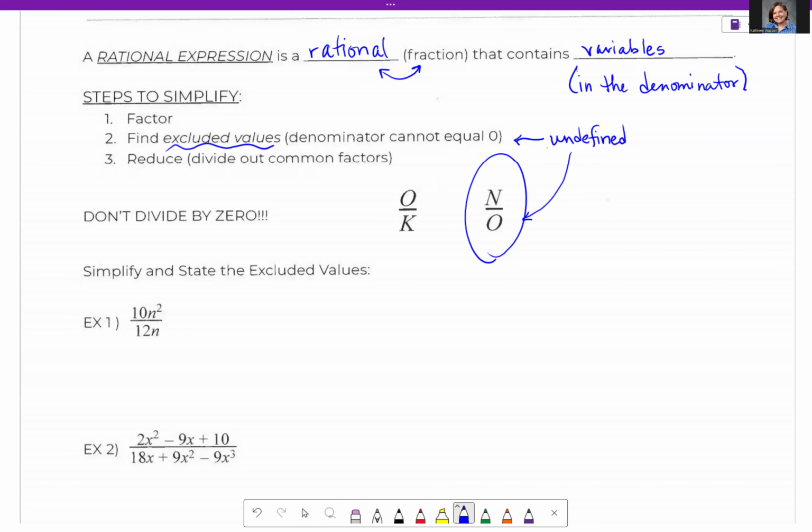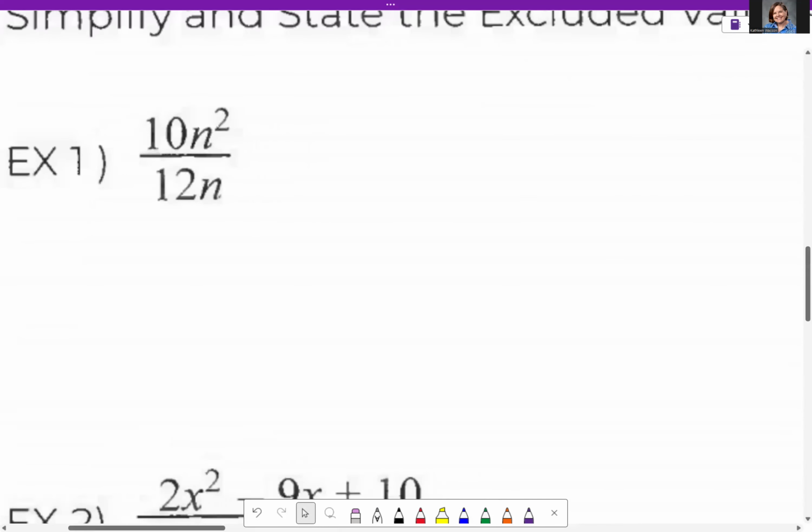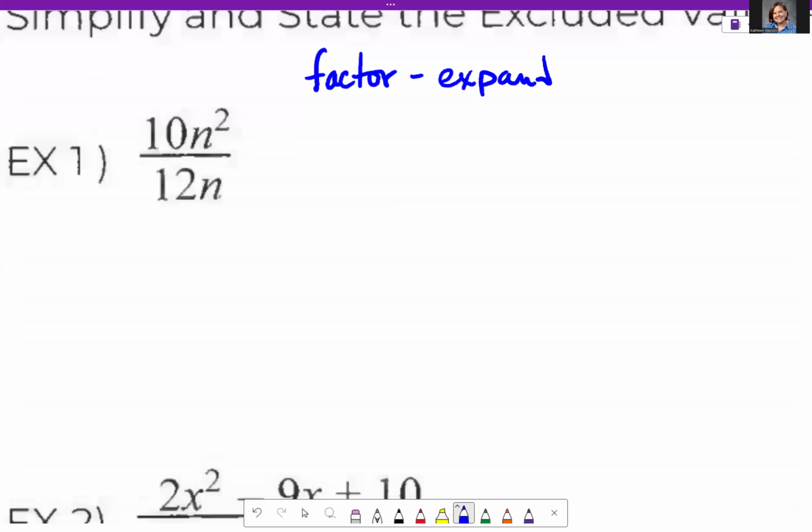Okay, so I have a few examples here that will simplify, starting with example 1. For this one, I have 10n squared, and I'll factor this. This may also be called expand. I'll expand the numerator and also the denominator. 10n squared factored is 2 times 5, and n times n. When I expand the denominator, I have 2 times 6 times n times n.